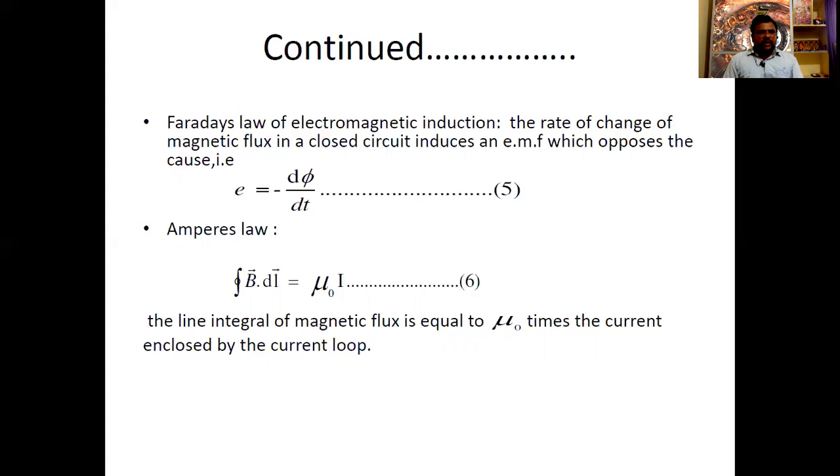Next, coming to Ampere's law. Ampere's law tells that the line integral of the magnetic field is equal to mu naught times the current enclosed by the current loop. It can be written mathematically as the integral over a closed path of B bar dot dl bar is equal to mu naught times I, where I is the current through the circuit or through the conductor, current through the wire, whatever it is.